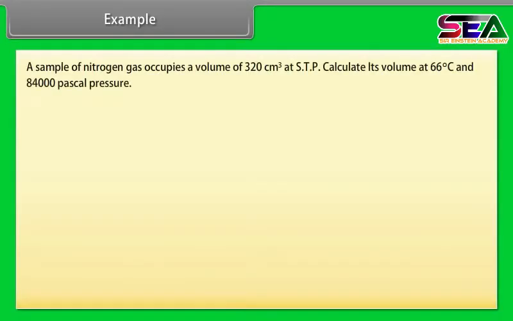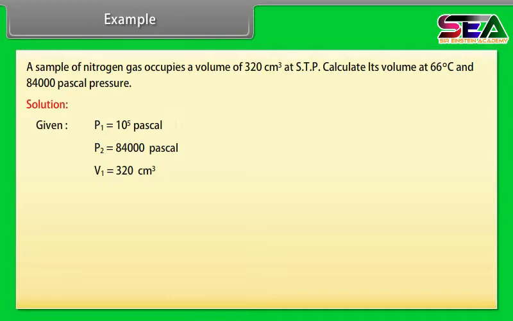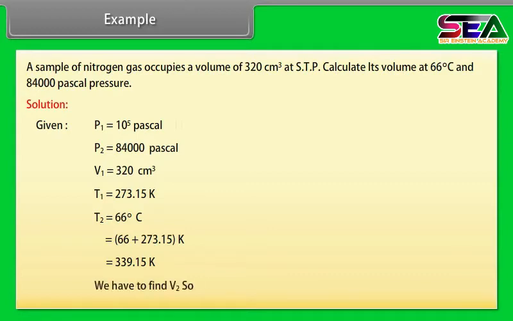Example: a sample of nitrogen gas occupies a volume of 320 cm³ at S.T.P. Calculate its volume at 66 degrees Celsius and 84,000 Pascal pressure. Solution: given P1 is equal to 10^5 Pascal, P2 is equal to 84,000 Pascal, V1 is equal to 320 cm³, T1 is equal to 273.15 Kelvin, T2 is equal to 66 degrees Celsius, which is 66 plus 273.15, equal to 339.15 Kelvin. We have to find V2.